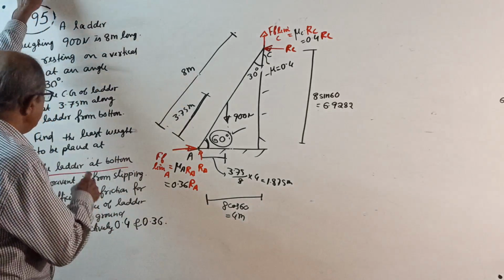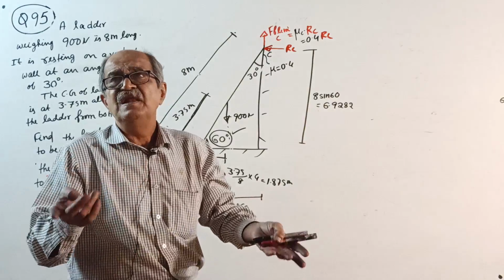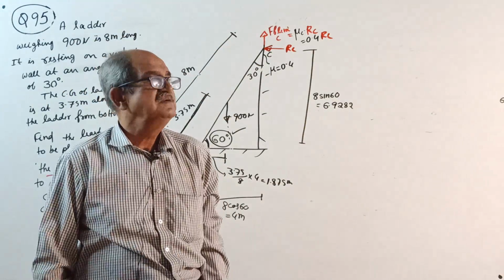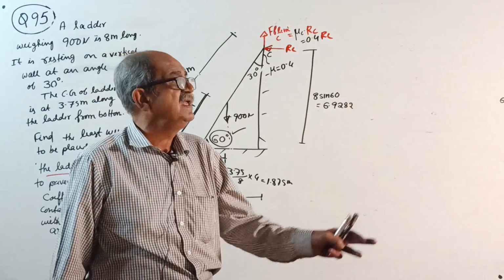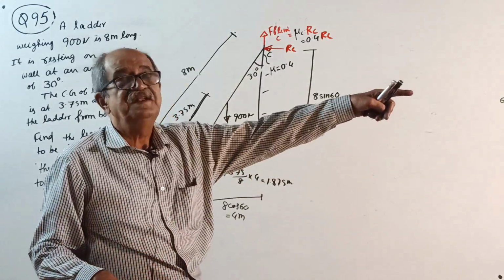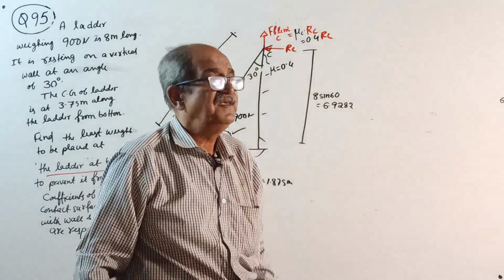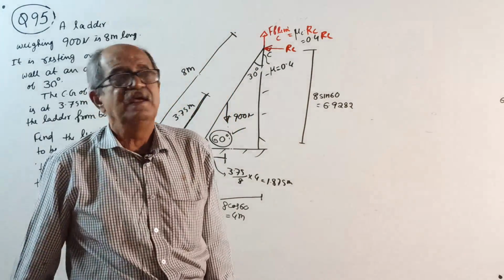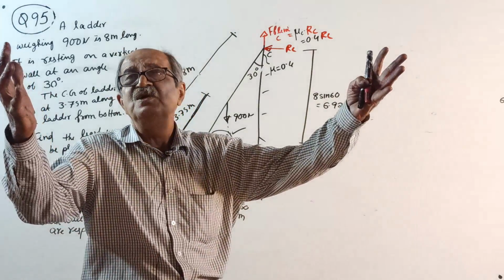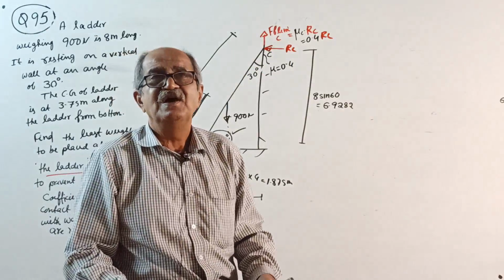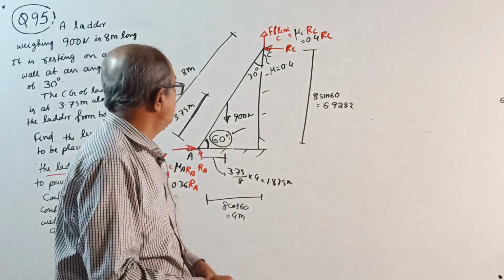Now in the question, what do they want? What is the least weight to be placed? Last time they wanted the least vertical push required. This time they changed their mind. Last time they were asking somebody to come and press the ladder like this because the ladder is in danger and may slip. Now they say, bring a stone and tie it to the bottom of the ladder, or put a weight at the bottom. So both are the same.